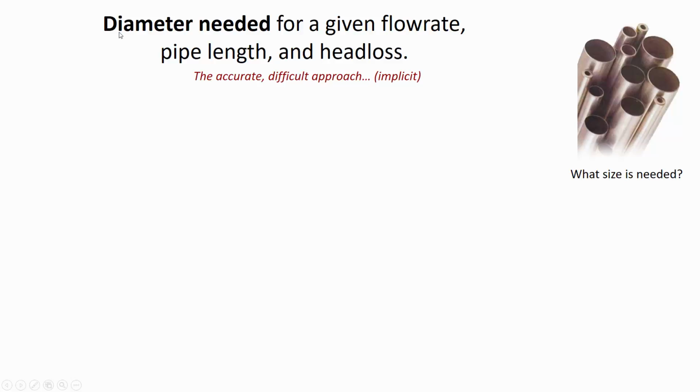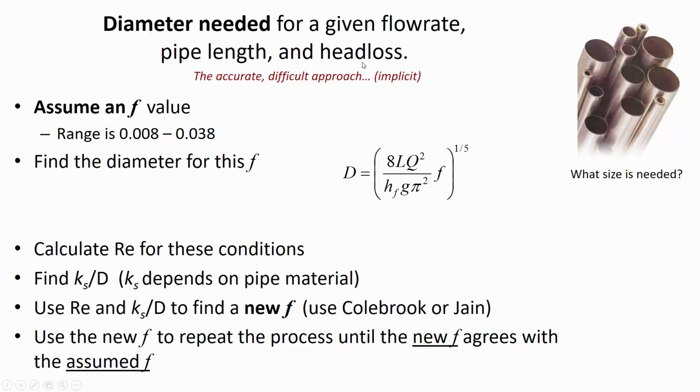We're going to work through an example where we look at the diameter needed for a certain flow rate, for a certain known pipe length, and for a head loss that's known in advance. So here's the workflow that we're going to use in the example. We're going to start off, because we have no other basis, of just guessing some f value within this range. And the range of usual values is 0.008 to 0.038.